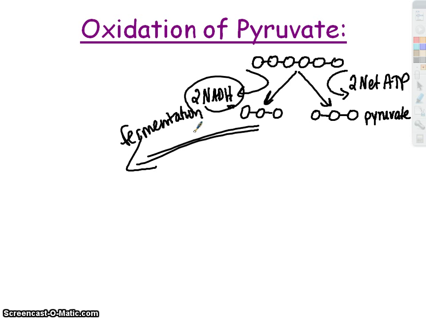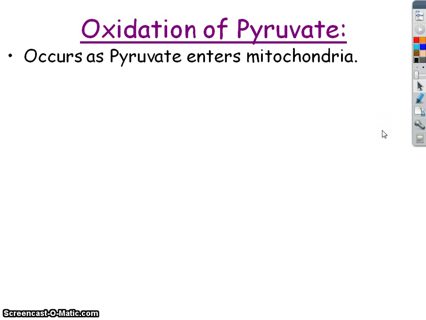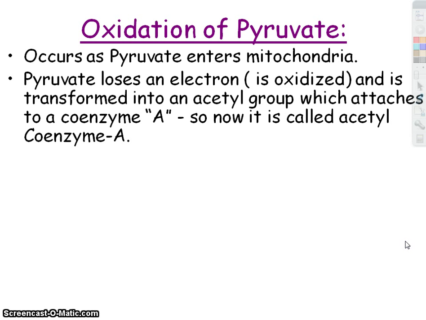We have oxygen present. So our next step is called the oxidation of pyruvate, which has nothing to do with oxygen. It has to do with oxidation, as in oxidation is loss, losing an electron. Our first step happened in the cytoplasm. The rest of our steps are going to happen in the mitochondria. So as the pyruvates shuttle across into the mitochondria, they are going to lose an electron, which is why it's called oxidation of pyruvate.